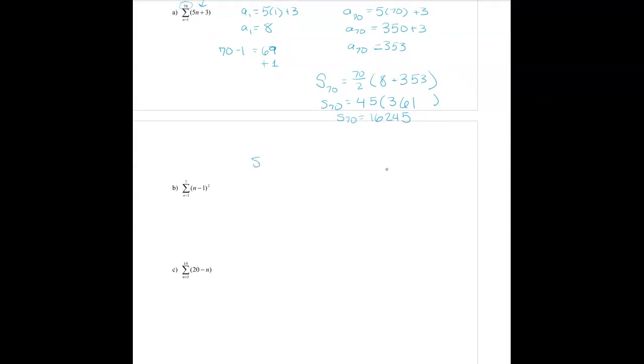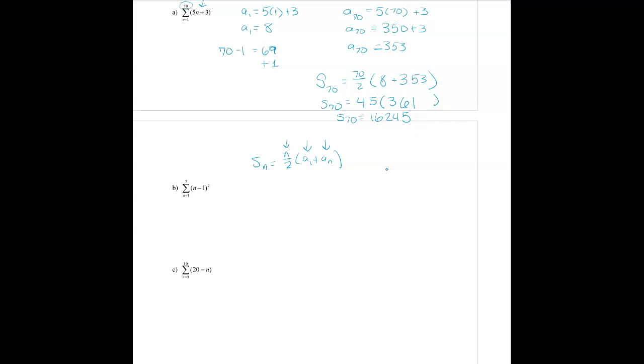On B, we have to do the same thing. I've got S sub n is equal to n divided by 2 times a sub 1 plus a sub n. I need to find out what a sub 1 is, what a sub n is, and then what n is.